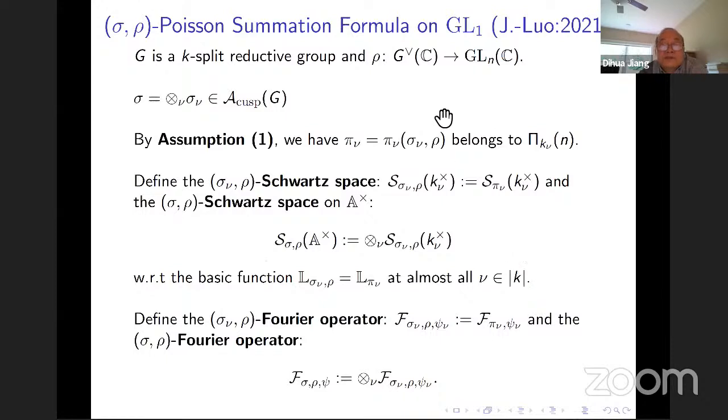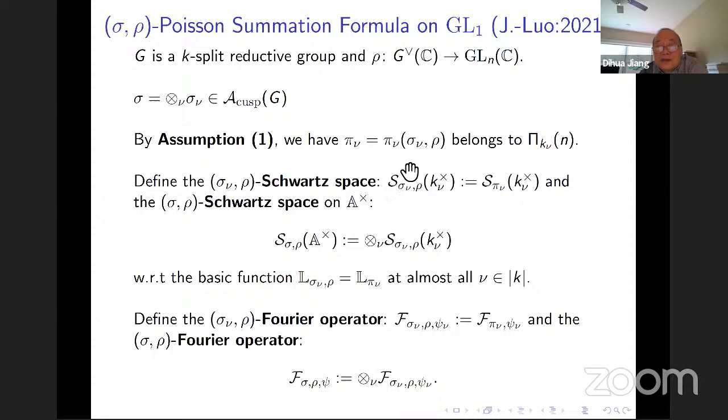Okay. And now we try to do the general case, right? Now is the assumption. So you have rho, a general split reductive group. And then you take the local Langlands. And so you have a transfer, right? But this is an irreducible admissible representation, right? And so now you just define this.